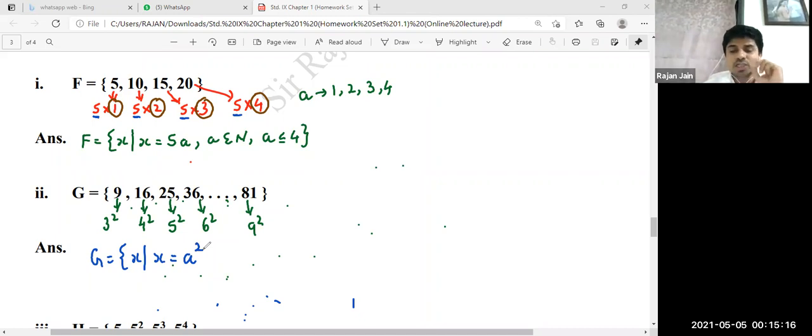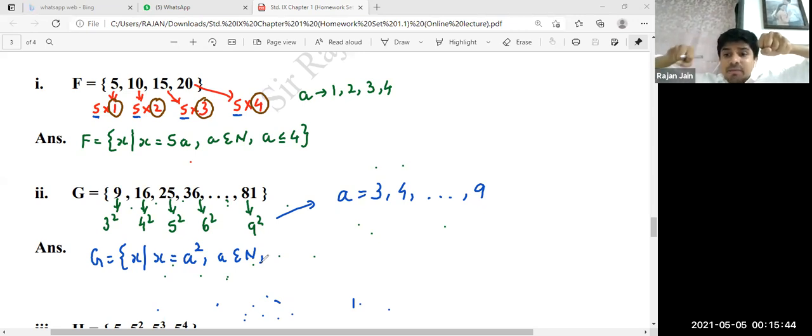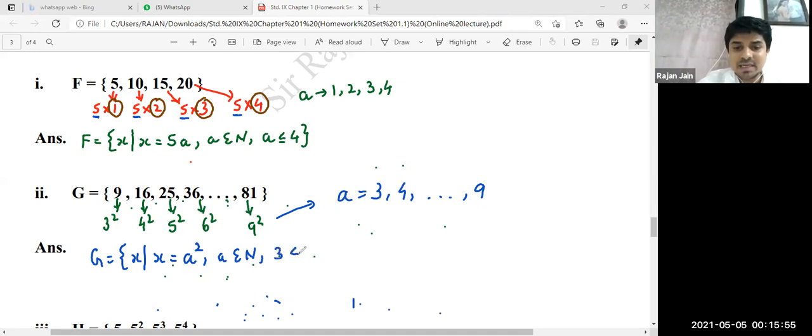Okay, now the condition you will write on a. What are the possible values of a? a starts from 3, 4 and it is going till 9. Now 3, 4, 5, 6, 7, 8, 9, what type of numbers are these? They are natural numbers. So a belongs to natural numbers. Now, am I starting from the very first natural number? No, I am starting from 3. So I have to write the starting condition too, and I am ending at 9. I am not going till infinity, so I have to write the last condition also. I will say that a has to lie from 3 to 9.